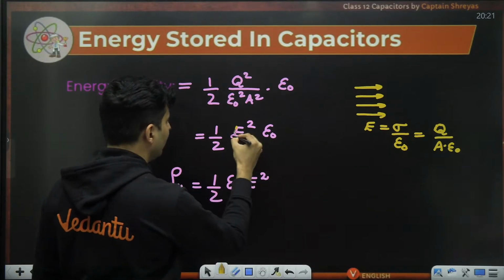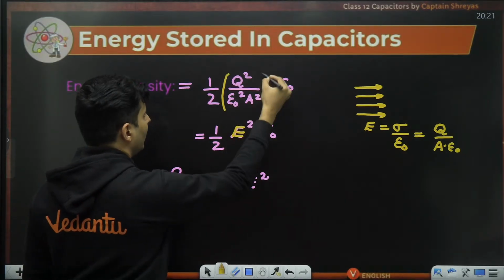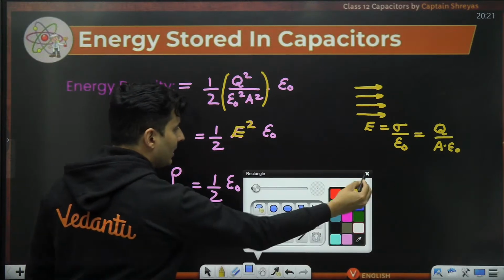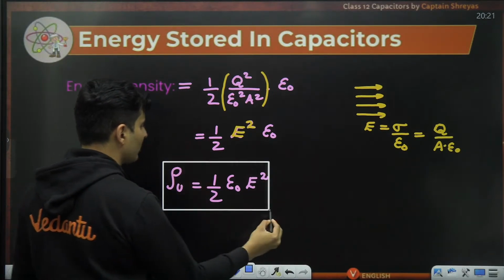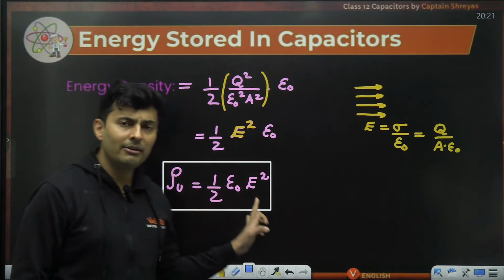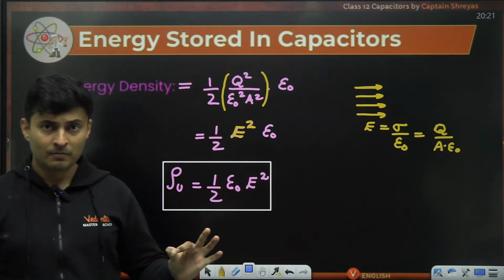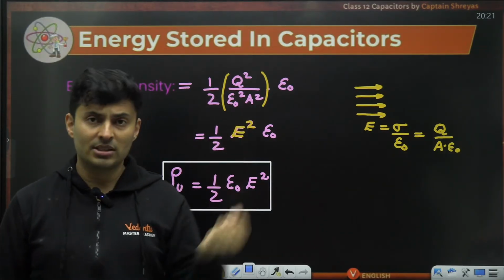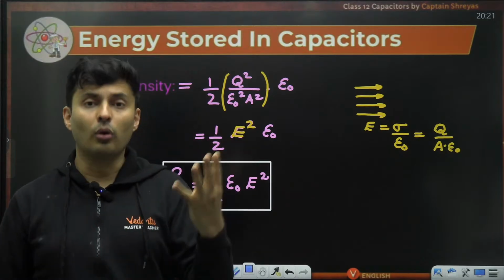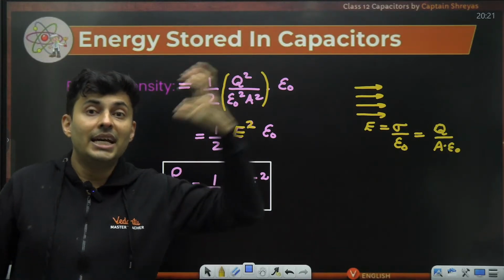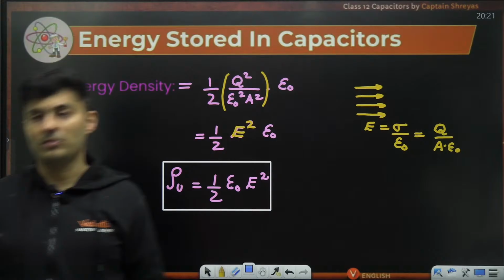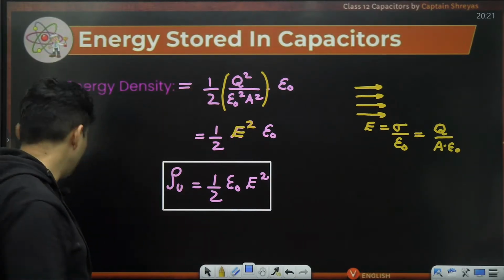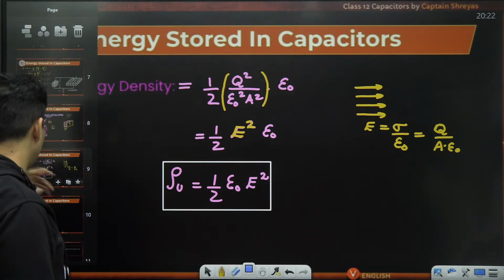This same electric field I have put over here. This entire thing is nothing but E square, if you notice carefully. So energy density is half epsilon naught E square, epsilon naught being permittivity, E being the electric field. So the density of the energy is proportional to the square of the field. Field becomes double, the density of the energy becomes 4 times. Field becomes 3 times, density of the energy becomes 9 times. That is what it is. So that is the energy density of a charged capacitor, and this can be used anywhere, guys.